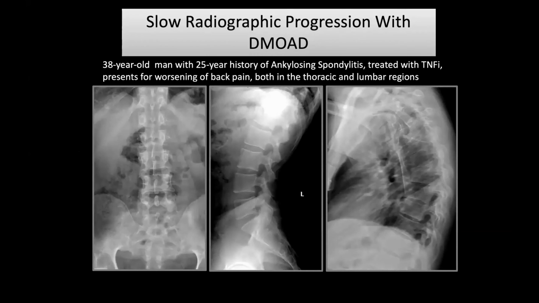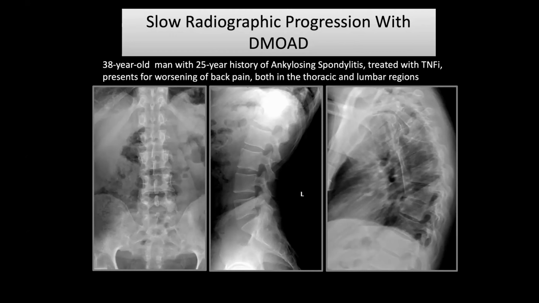So because of the TNF inhibitor use, oftentimes there is a slow radiographic progression in patients that are on TNF inhibitors. For instance, this patient is a 38-year-old man. He has a 25-year history of ankylosing spondylitis. He is being treated with TNF inhibitors, and he presents for worsening of back pain, both in his thoracic and lumbar spine. And he has severe pain. He was not able to sleep.